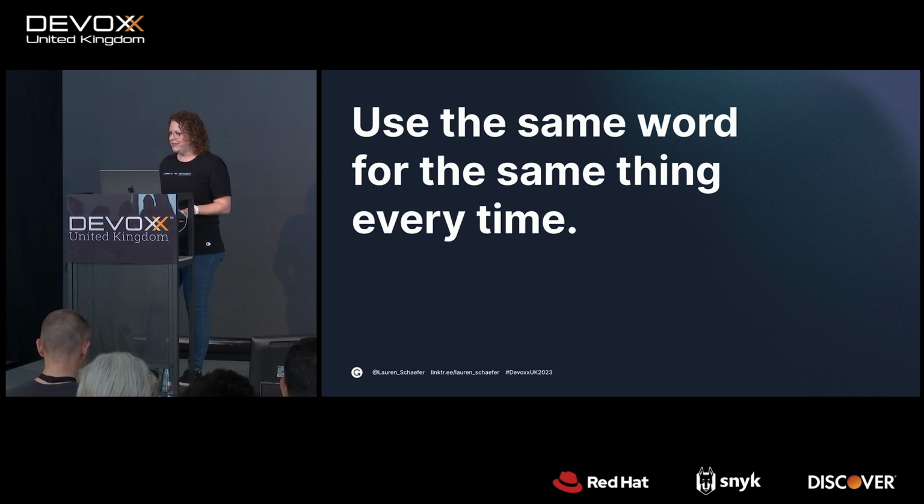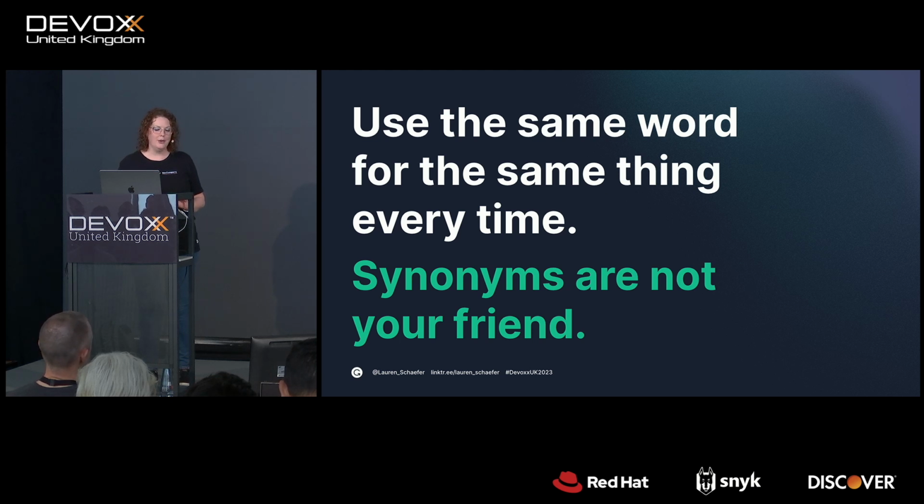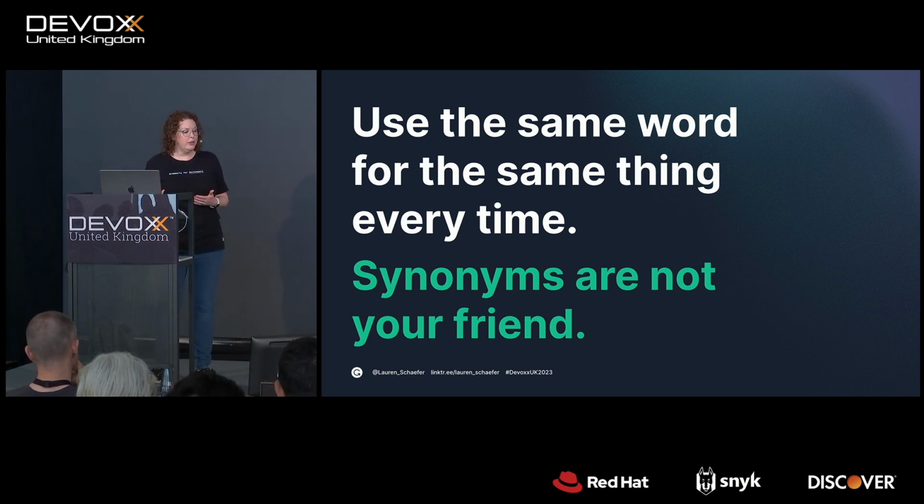Use the same word for the same thing every time. Synonyms are not your friend. If you use 2 different but similar words, readers are going to wonder if you're talking about the same thing. So I recommend creating a glossary of key terms and definitions. Whenever you introduce a new concept, drop it in your glossary. Now, the glossary could live publicly somewhere in your documentation or privately in your style guide.